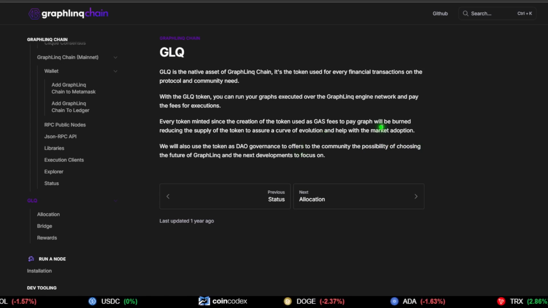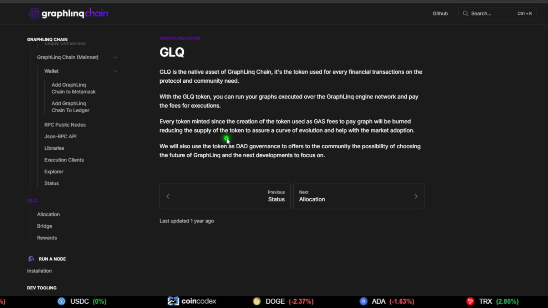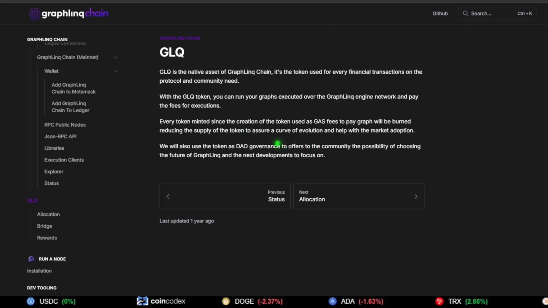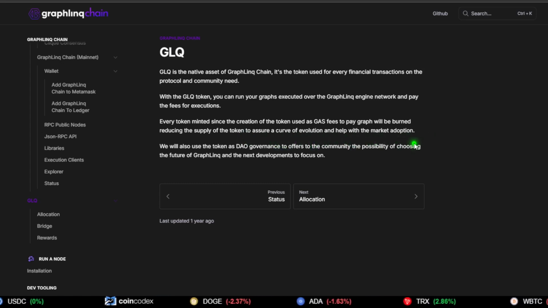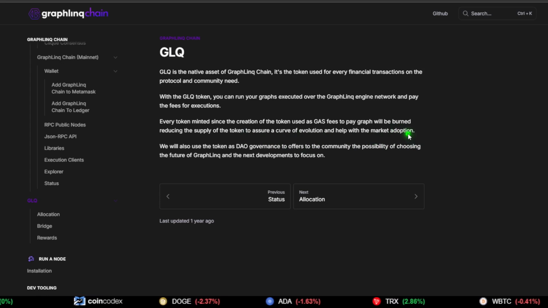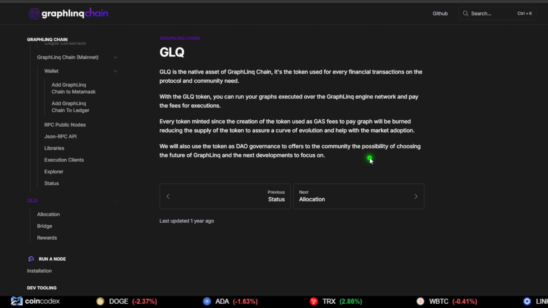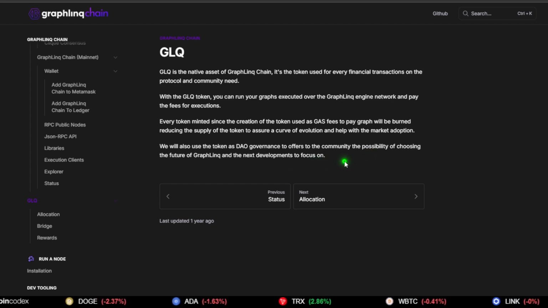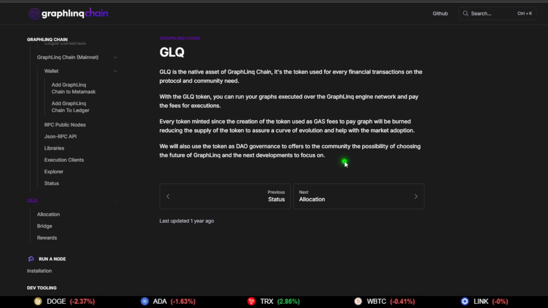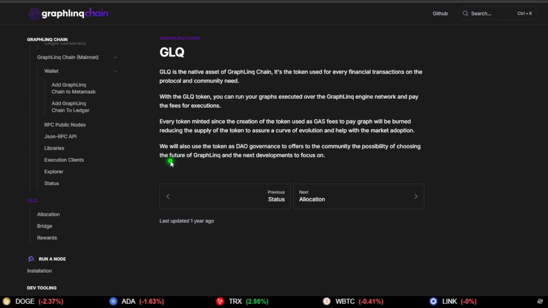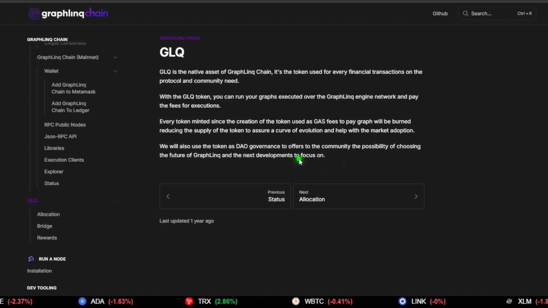Okay, so GRAPH will be burned, reducing the supply of the token to assure a curve of evolution to help with the market adoption. I think they missed out on the biggest reason why the burn is necessary. It's about reducing supply over time and causing the price to have a pressure to the upside with regards to value. We will also use the token as DAO governance.